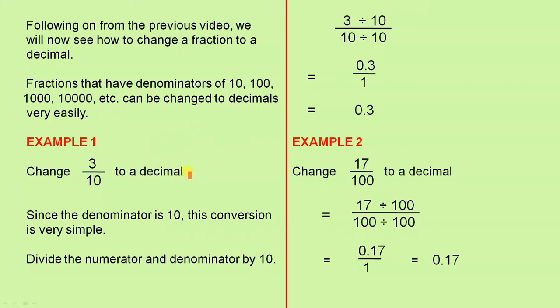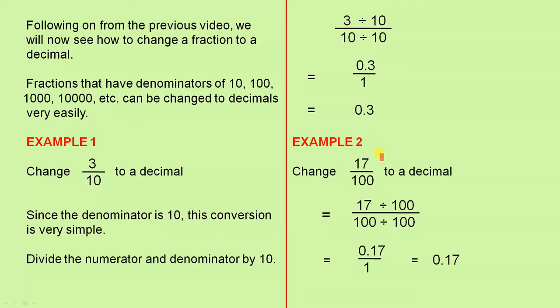Example 1. Change 3/10 to a decimal. Since the denominator is 10, this conversion is very simple. Divide the numerator and denominator by 10. So we have 3/10, so 3 divided by 10 over 10 divided by 10. 3 divided by 10 is 0.3. 10 divided by 10 is 1. So 0.3 over 1 equals 0.3.